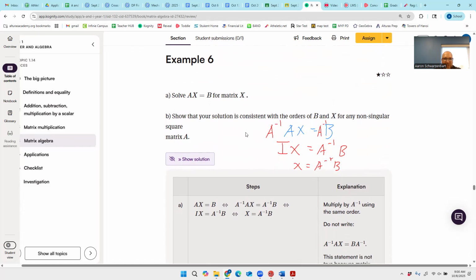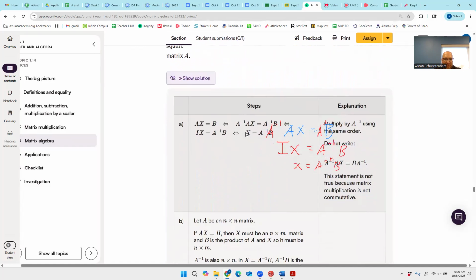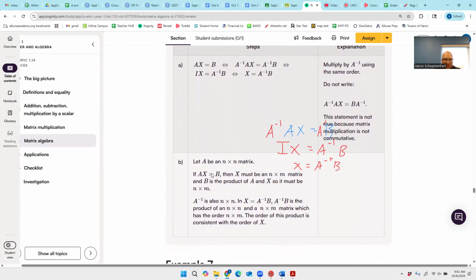With the orders of B, it's a non-singular square. It does tell you that. And so in AX, X has to be n by m. A inverse will be n by n. So A inverse times B would also have to produce an n by m, is all they're justifying there.